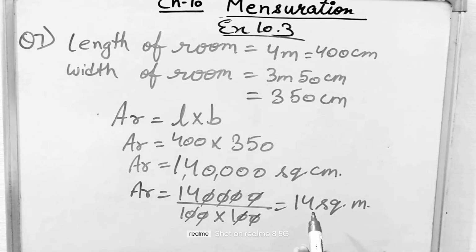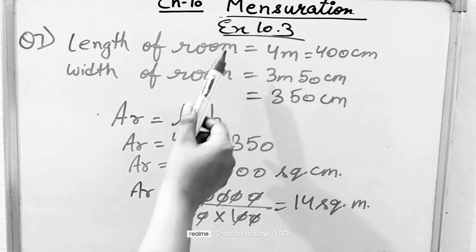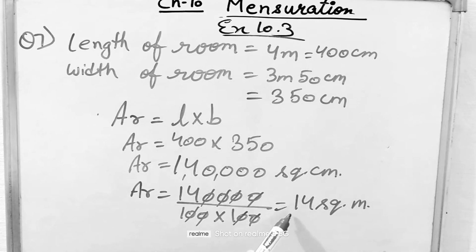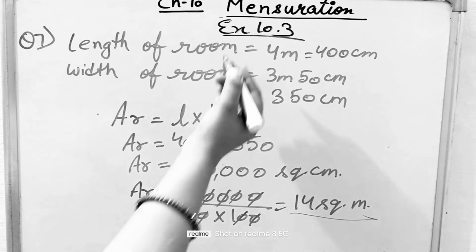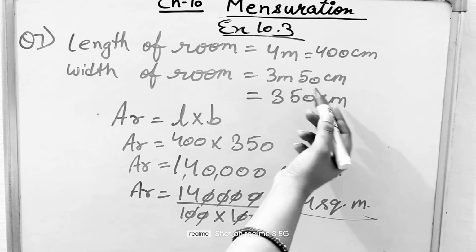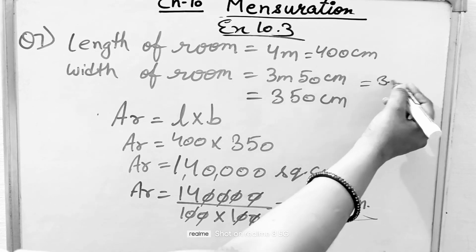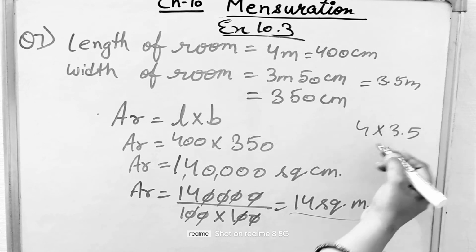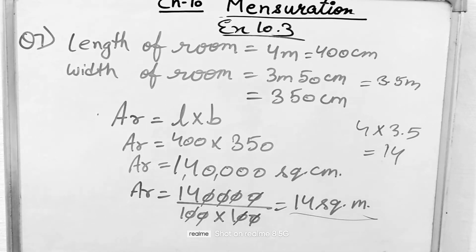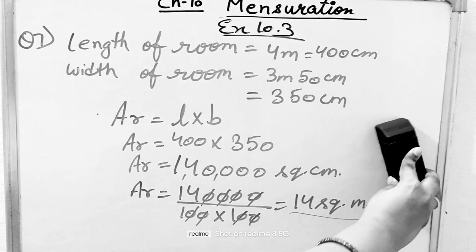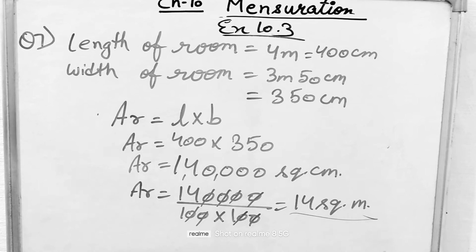Or you can do one thing, you can initially convert length and width into meter only and then you just multiply them, you will get the same answer. Like in meters, length was already in meter, 4 meter. You could have converted width into meter as 3.5 meter. Just multiply 4 and 3.5, you will get your answer as 14 only. So you can use any of the method, whether you convert it initially to meter or after finding out area.